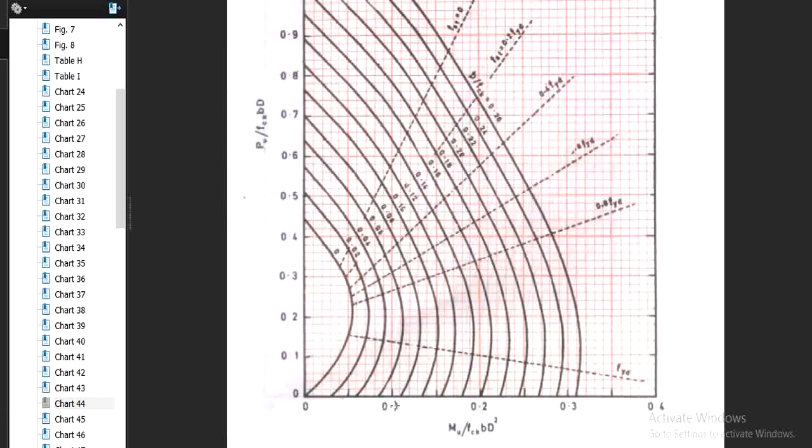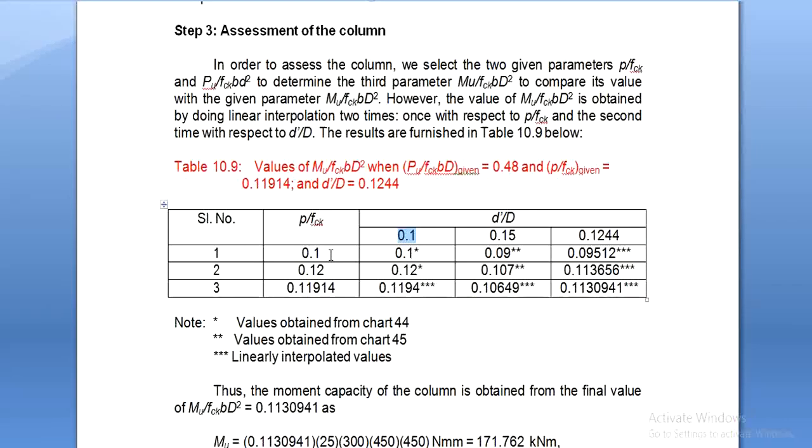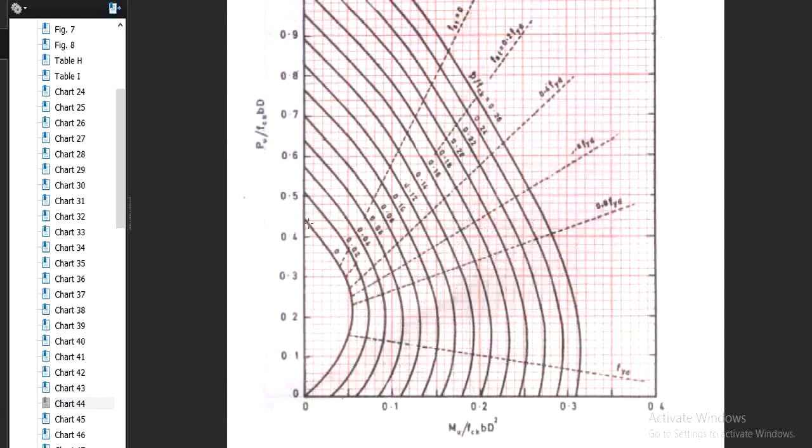So for the value of PU divided by FCK BD as 0.48, and for P divided by FCK value as 0.1 in the curve of D dash by D 0.1, I will just repeat: for PU divided by FCK BD as 0.48 in the curve D dash by D 0.1, for P divided by FCK of 0.1, I have obtained the MU divided by FCK BD square value as 0.1. So multiple 0.1s are there, so when I get confused, I'll just clear it for you.